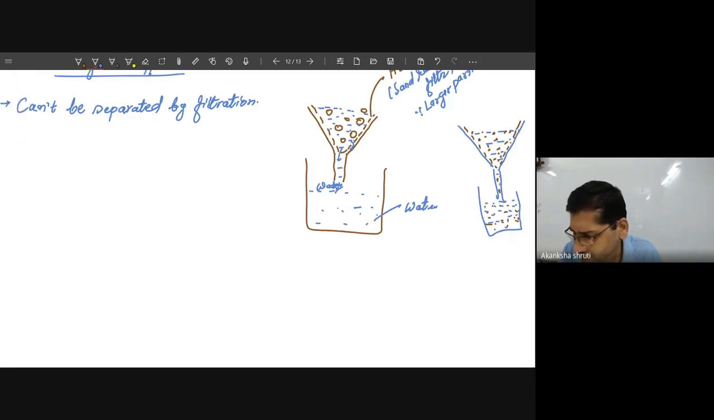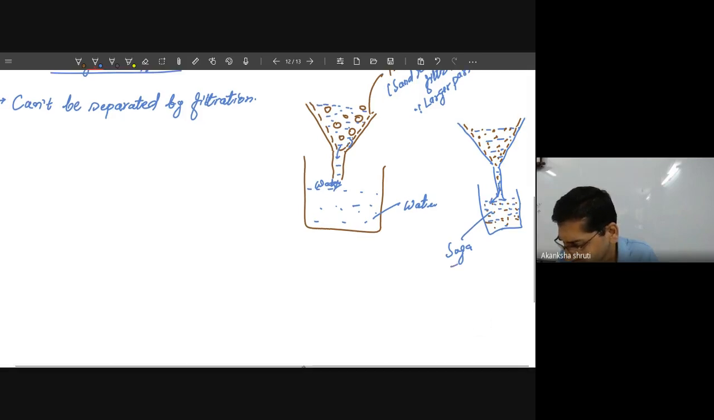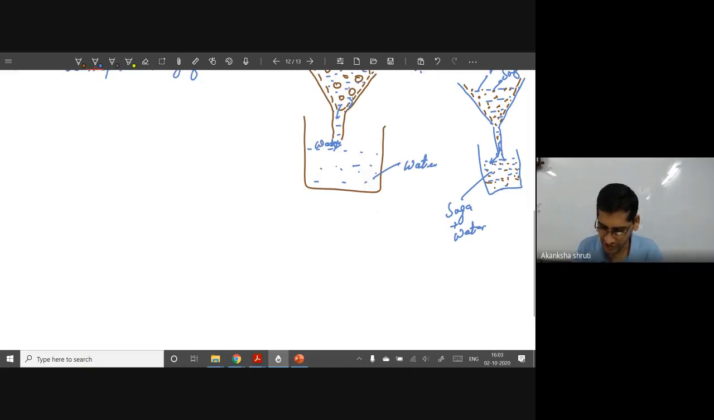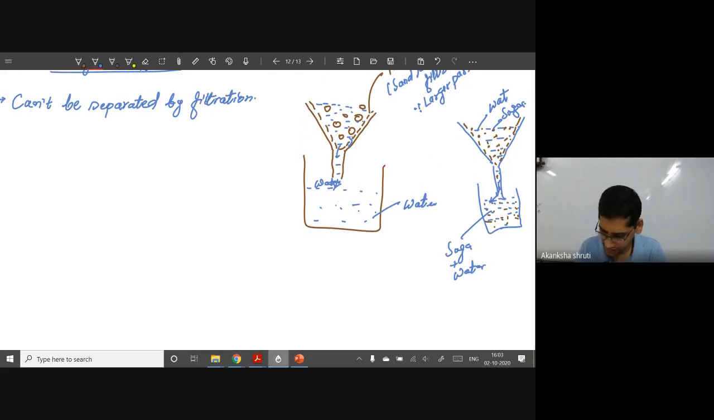So this way we are observing that this is our sugar as well as water. This will come out. So this is what the solution is, and this was the heterogeneous mixture. Sand in water is a heterogeneous mixture. So this filtration can be used to separate the water from the sand, but this water and this sugar particle cannot be separated because both of them will pass through the filter paper and come out. Okay, students? So this is what we have to keep in mind.